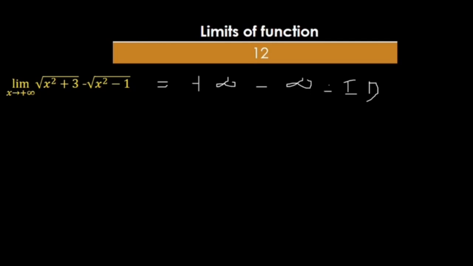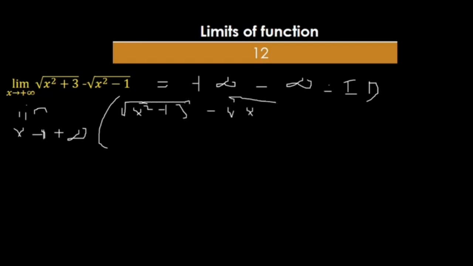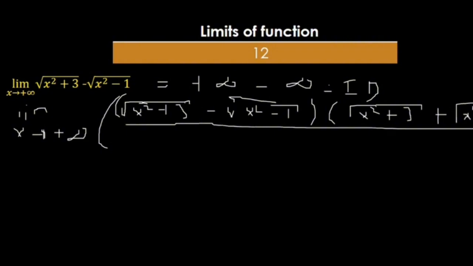Find the conjugate, that is, limit as x tends to plus infinity of square root of x square plus 3 minus square root of x square minus 1, all that times square root of x square plus 3 plus square root of x square minus 1, all over square root of x square plus 3 plus square root of x square plus 1.